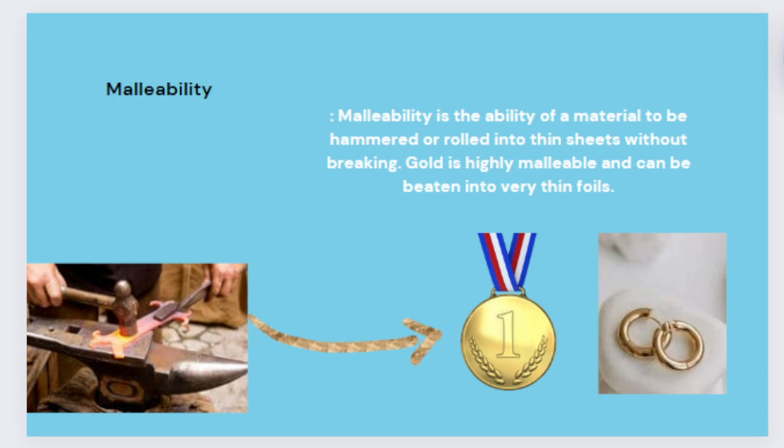Okay, next example, that is malleability. Malleability is the ability of a material to be hammered or rolled into thin sheets without breaking. Gold is more malleable than copper and many other metals. So yes, this is the malleability feature.